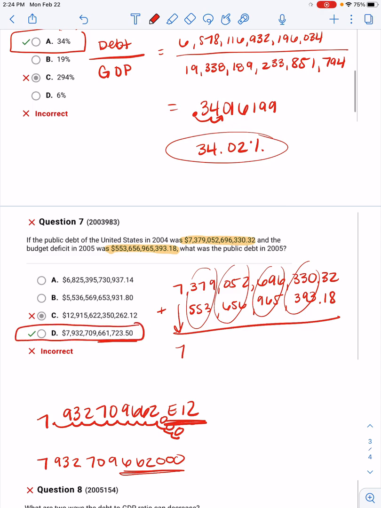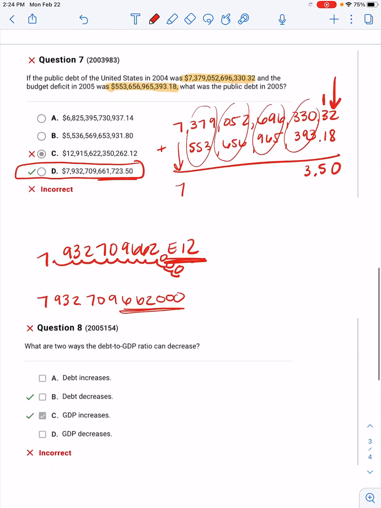If we add it ourselves, you're going to find here, if I add right here, the 2 and the 8, that's 10. I'm going to carry my 1. 1 plus 3 plus 1 is 5. You'll get the exact number if you do the actual addition yourself, okay?